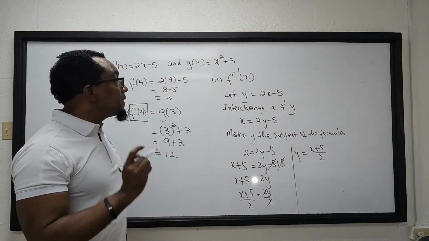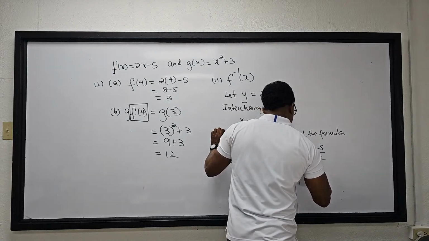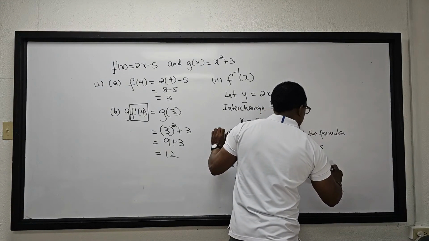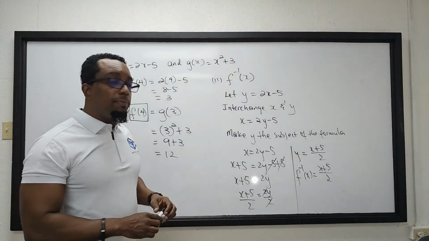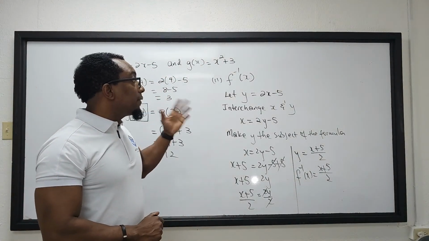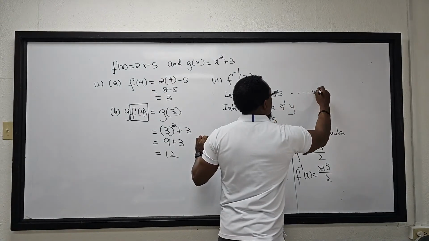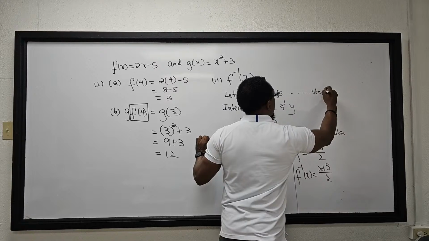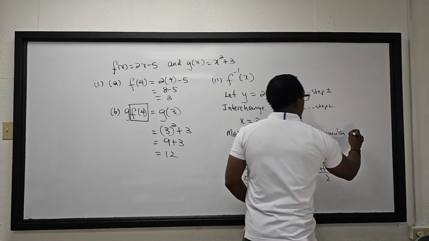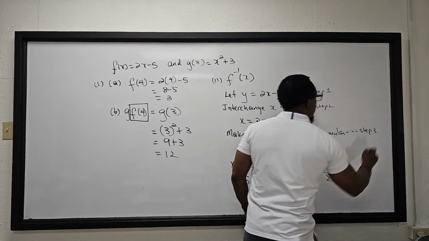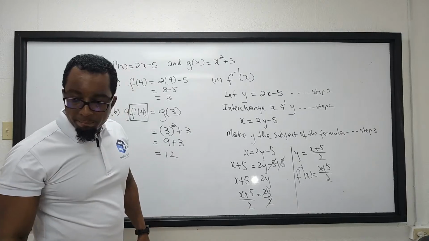And therefore I will state at the end that f inverse of x is equal to x plus 5 over 2. So that is how I find the inverse of my function, carrying out 3 basic steps. This is step 1, this is step 2, and this is step 3. So 3 basic steps. Alright? Let's look at another.